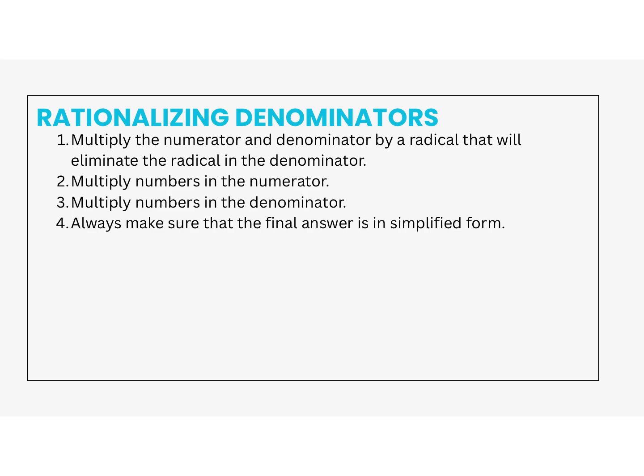All right, when we talk about rationalizing denominators, it looks like a lot of words on here, but once we talk through it and you see an example, it's not as complicated as maybe it looks at first. So we're going to multiply the numerator and denominator by a radical that will eliminate the radical in the denominator. Most often, we're just going to multiply that by itself. We're going to do top and bottom. So then we multiply the numbers in the numerator, we multiply the numbers in the denominator, and we always make sure our final answer is in simplified form. So let's look at some examples.